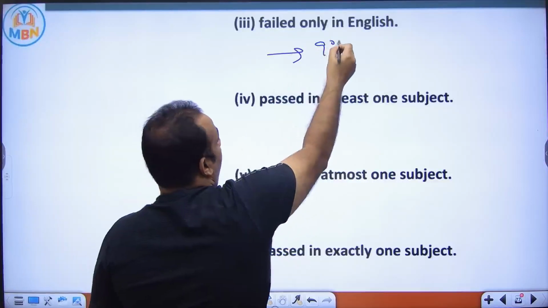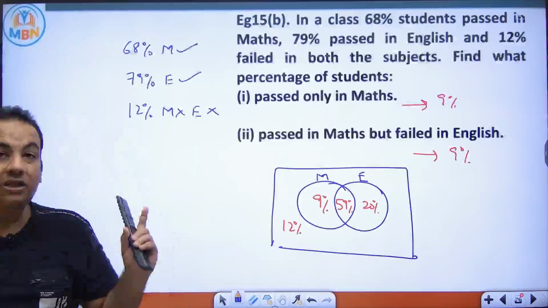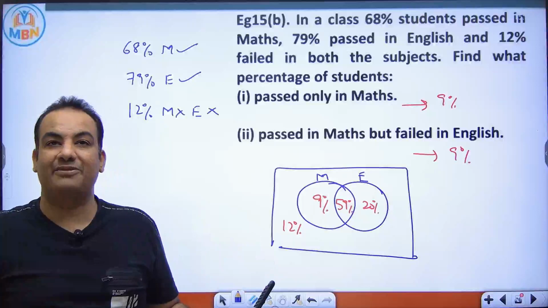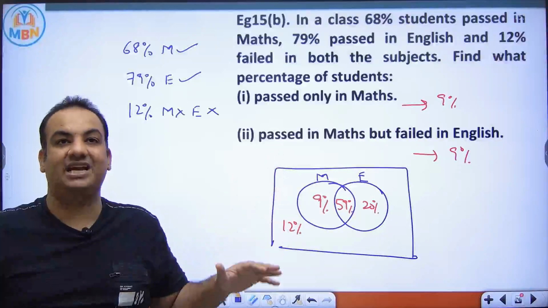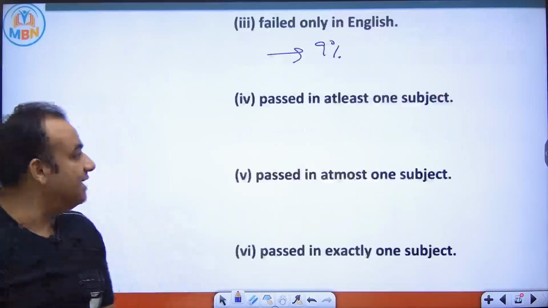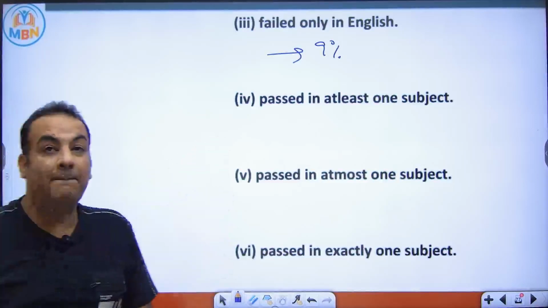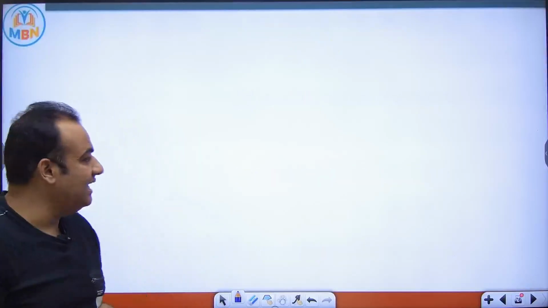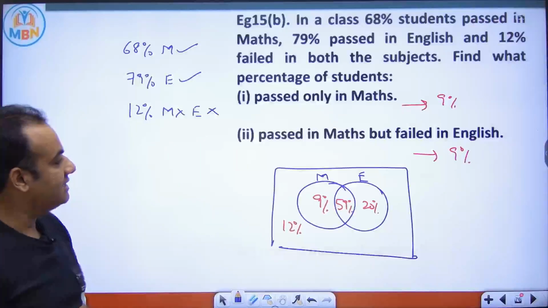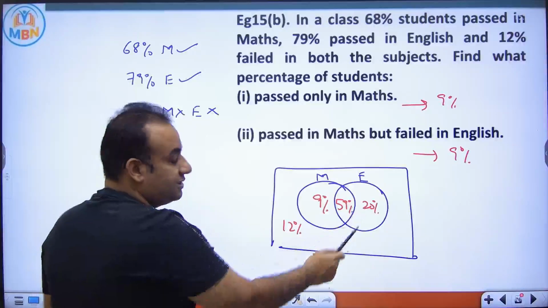So parts number 1, 2 and 3, all three were the same. If you look at the diagram carefully and read the statements, all three parts were the same. See the next question, fourth part. Pass in at least one subject. At least one subject. This plus this plus this. So that is what?